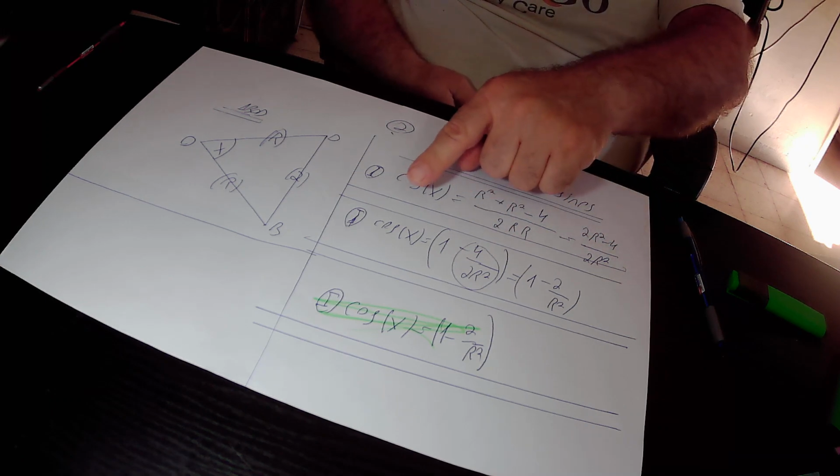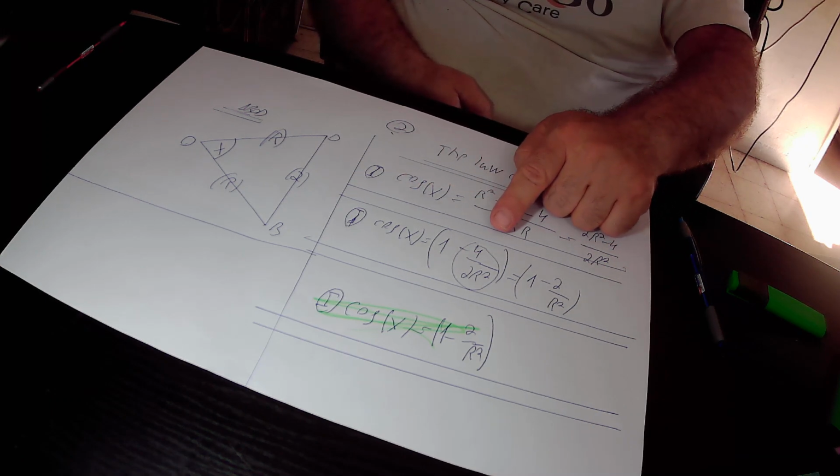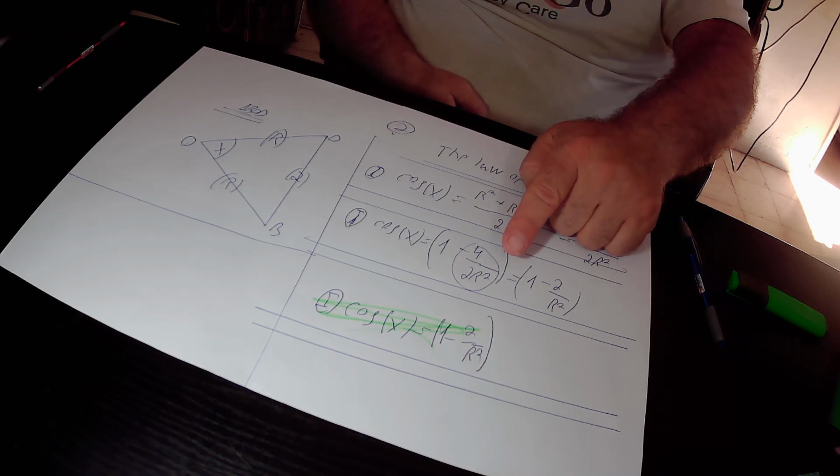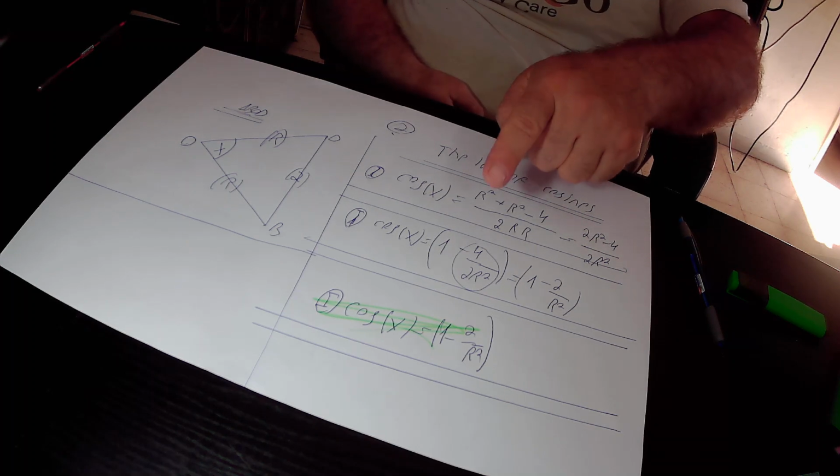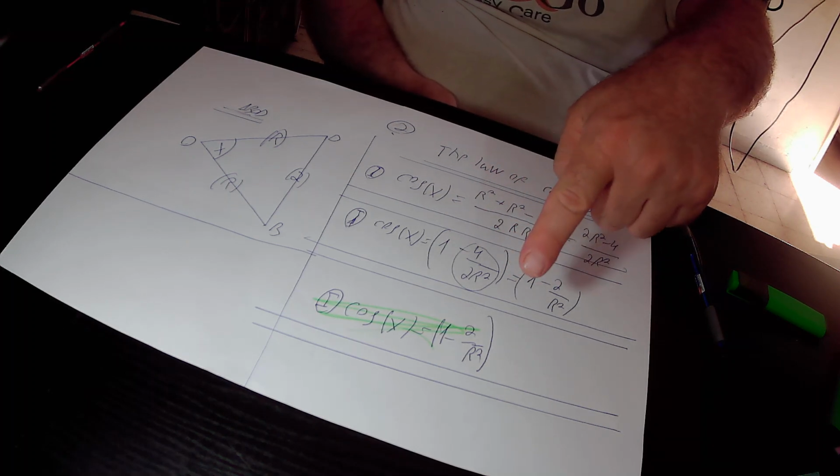And found out that cosine X equals 1. And here we have minus 4 over 2, which is minus 2, and 2R square over 2 is R square. So in total, we shall find out that according to equation 1, cosine X equals 1 minus 2 over R square.